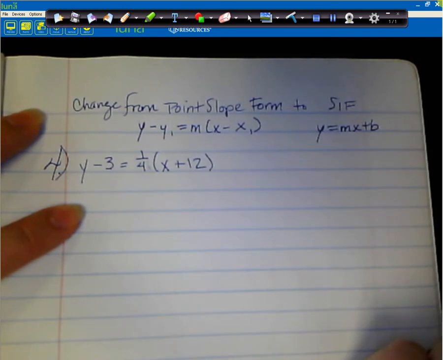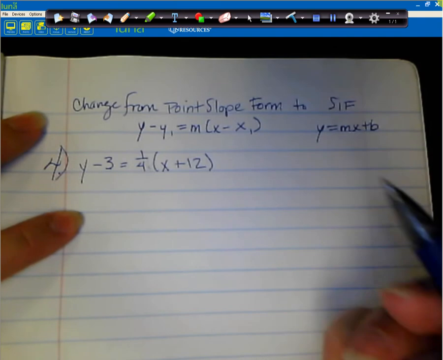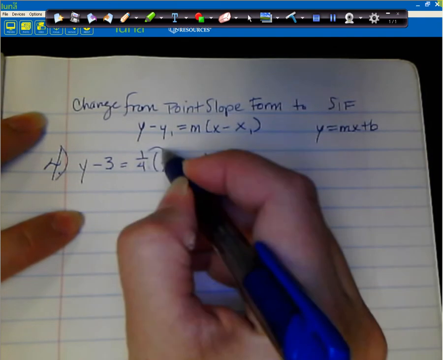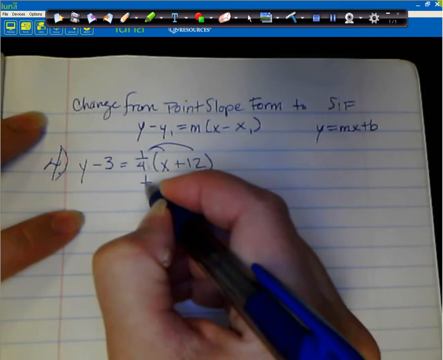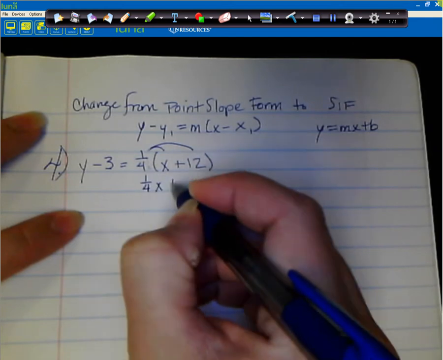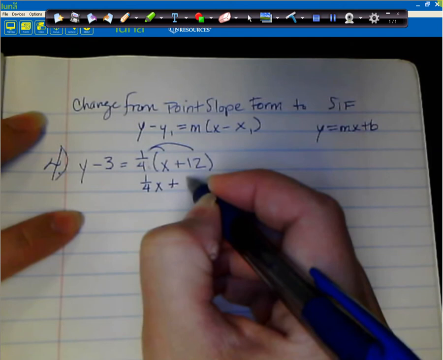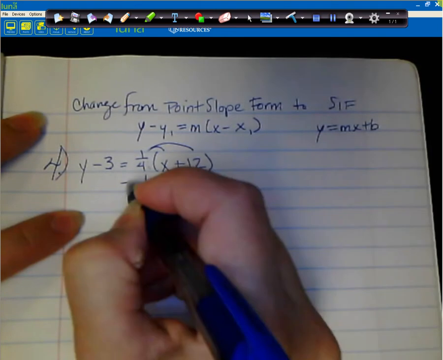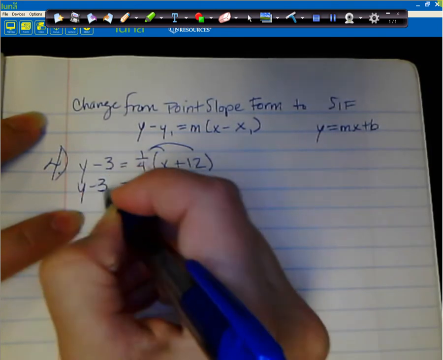All we have to do really and truly here is just simplify this out. So the first thing we're going to do is distribute our 1/4, which is going to give us 1/4 x plus 3. And then I'm going to bring down my y minus 3.